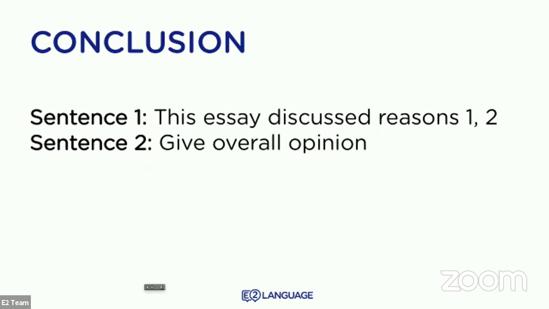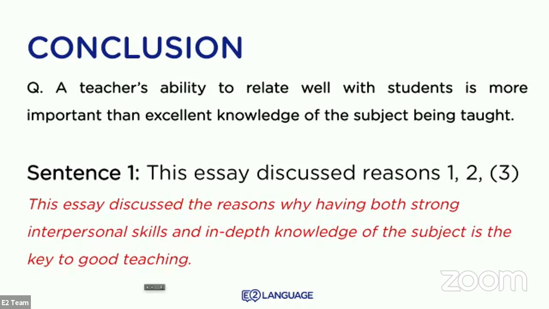The conclusion is just going to have 2 sentences. Sentence 1 will have a sentence that says this essay discussed reasons 1, 2, and 3. And you're going to give your overall opinion. Let me walk you through this. So this essay discussed reasons 1, 2, 3. This essay discussed the reasons why having both strong interpersonal skills and an in-depth knowledge of the subject is the key to good teaching.